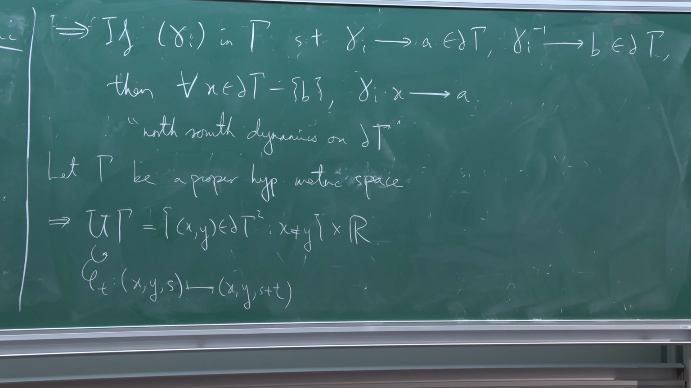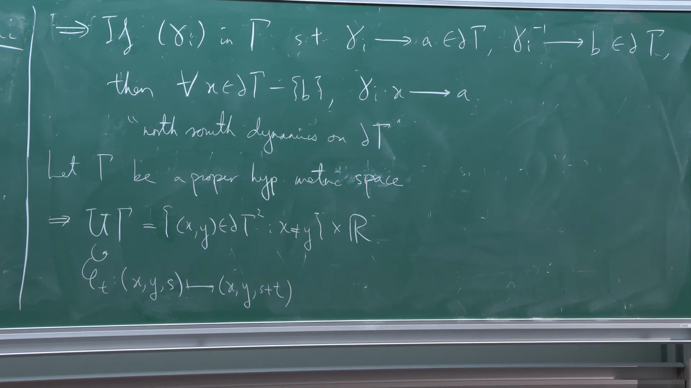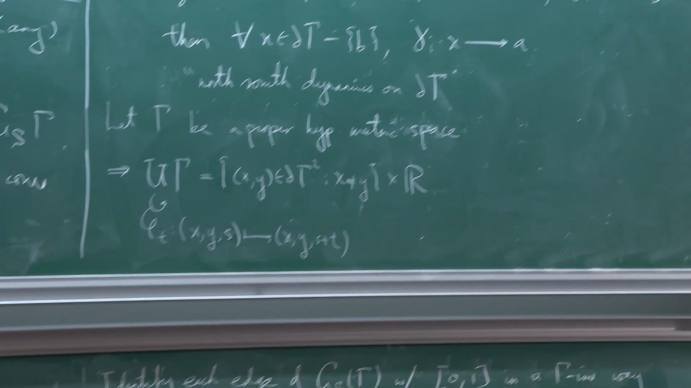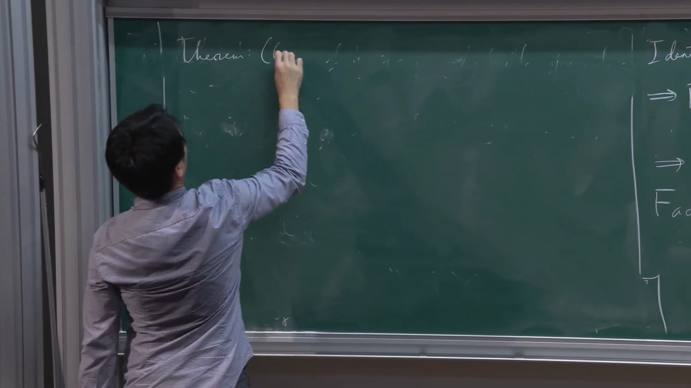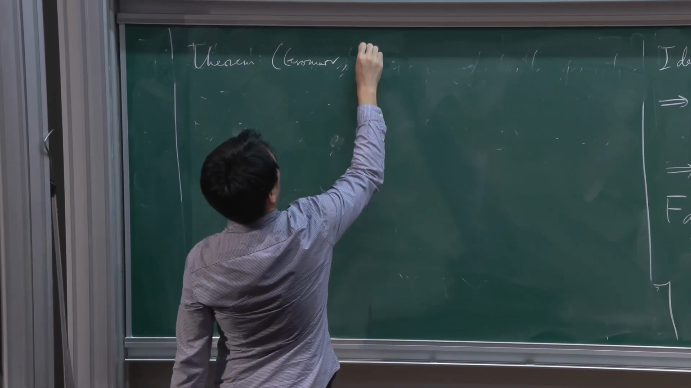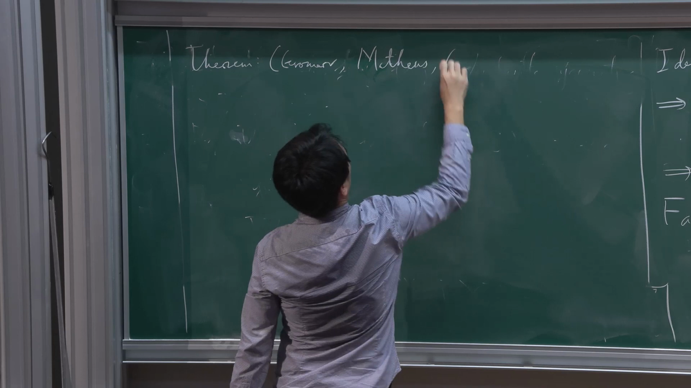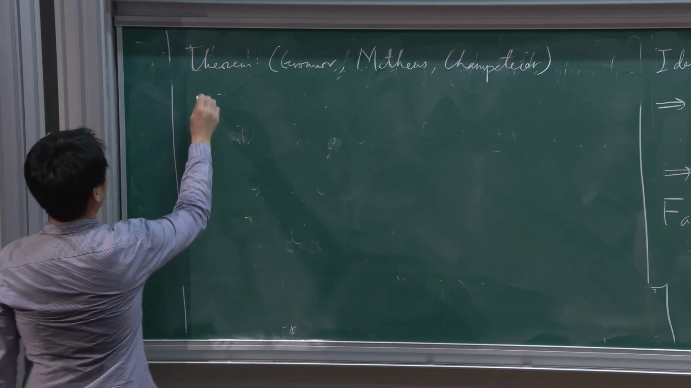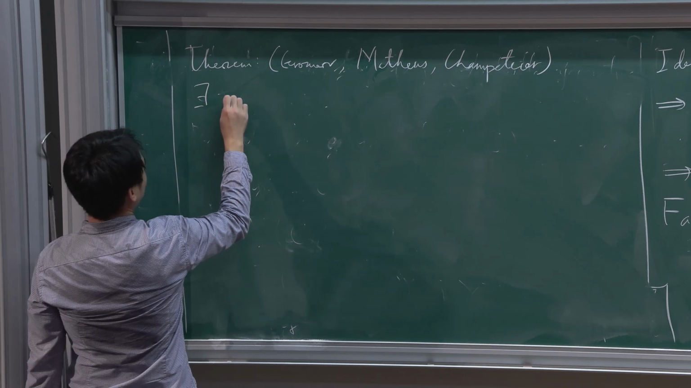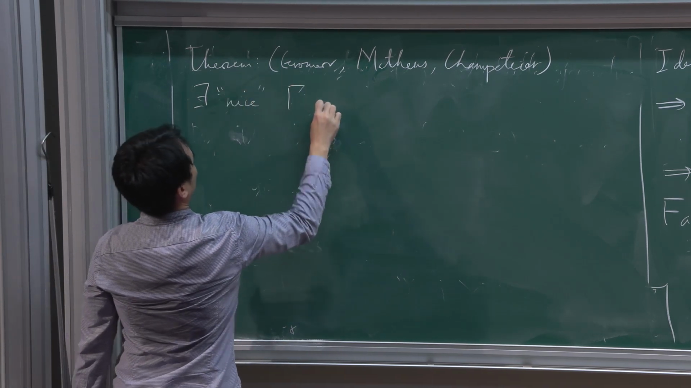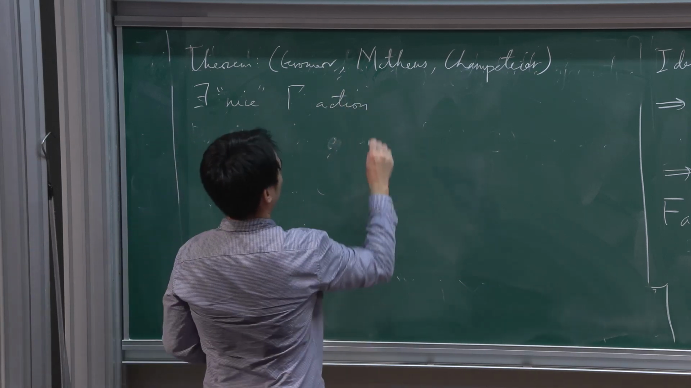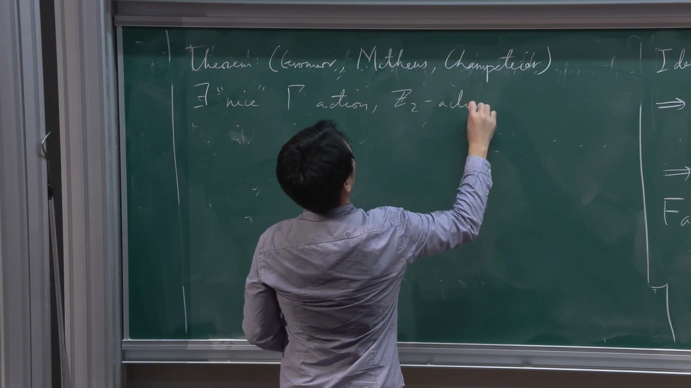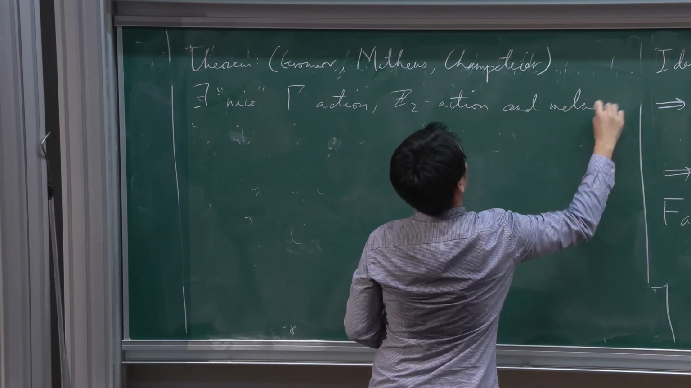Here's a theorem. I'm going to be very imprecise about this. I think this is due to Gromov, but developed by Mineyev and Champetier. There exists a nice gamma action, Z2 action, and metric on U gamma.